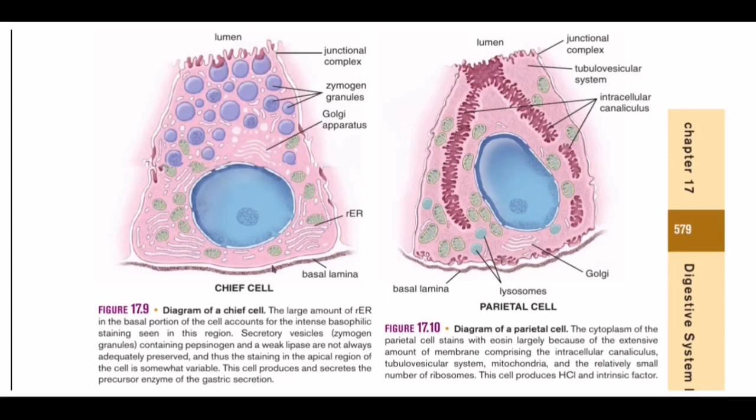So you are going to find that basally we have lots and lots of rough endoplasmic reticulum, and apically we have many zymogen granules. So this basally located rough endoplasmic reticulum will cause the basal portion of the chief cell to be deeply basophilic. But the apical portion will be slightly eosinophilic due to these granules. However, in sections, the chief cells are mainly identifiable by their basophilic nature.